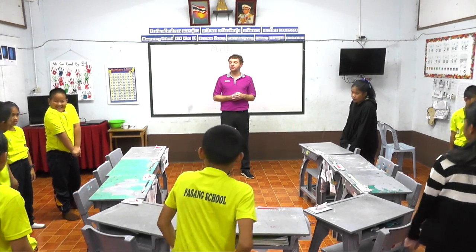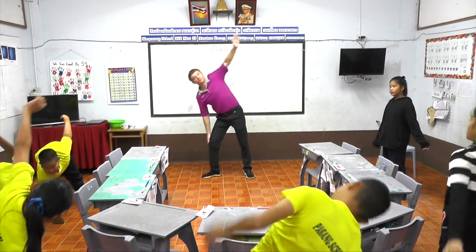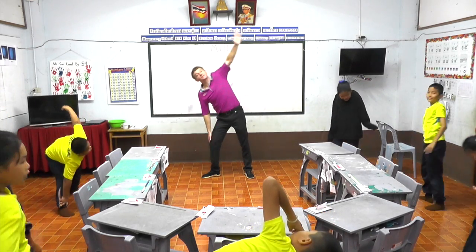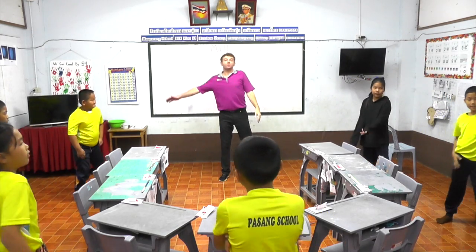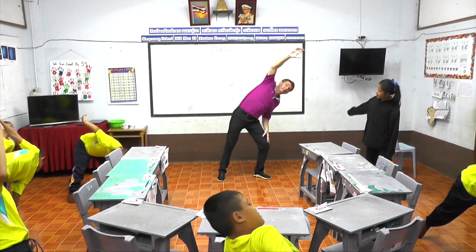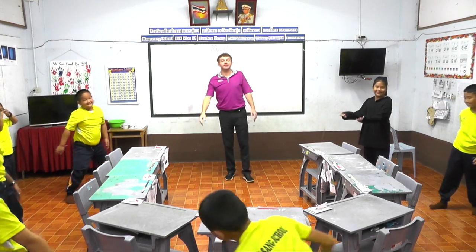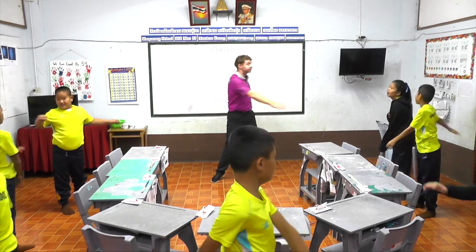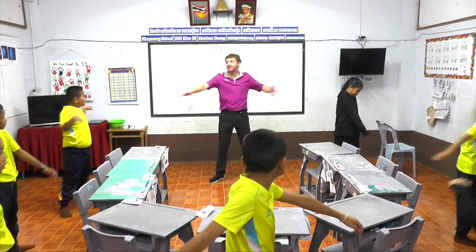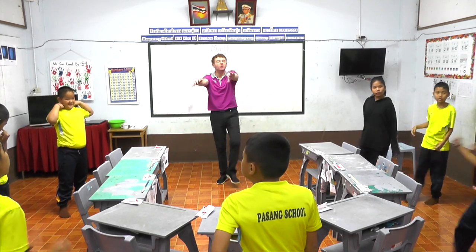Okay, so for this stretch sequence, we'll begin with some stretches. So let's do 5 to our right. 1, 2, 3, 4, 5. And then to our left. 1, 2, 3, 4, 5. Excellent, guys. And now we'll do some rotations. So let's go left, right, left, right, left, right, left, right, left, right. Excellent. And now let's have a little shake. Arms and legs, shake it out.